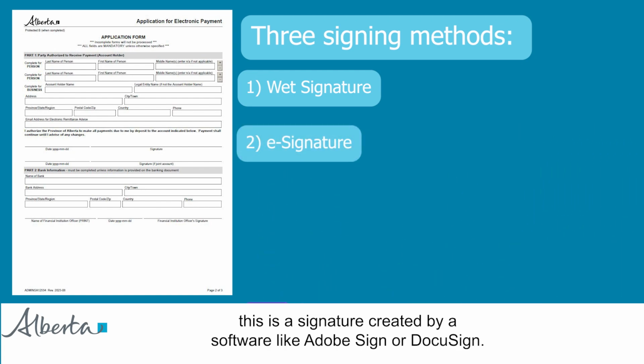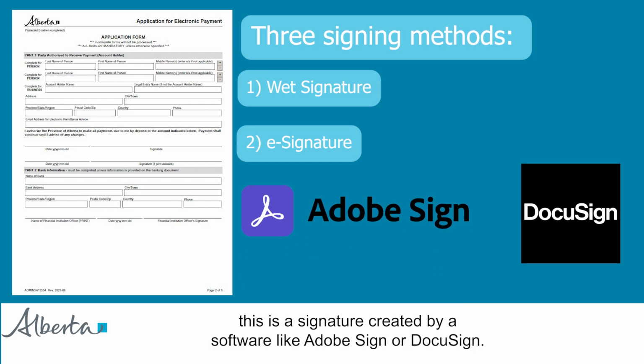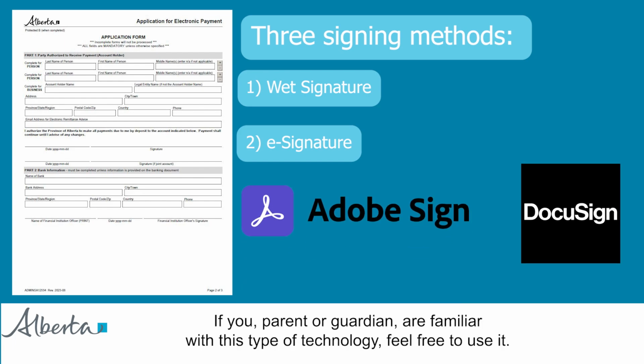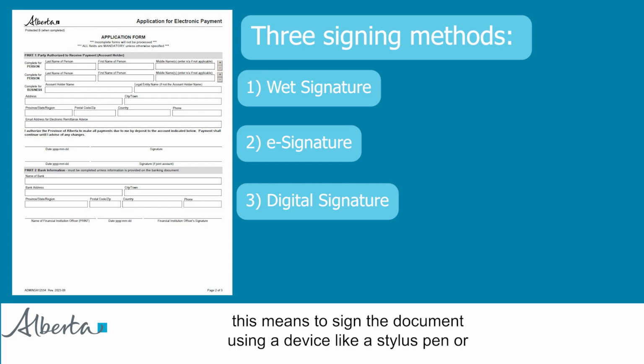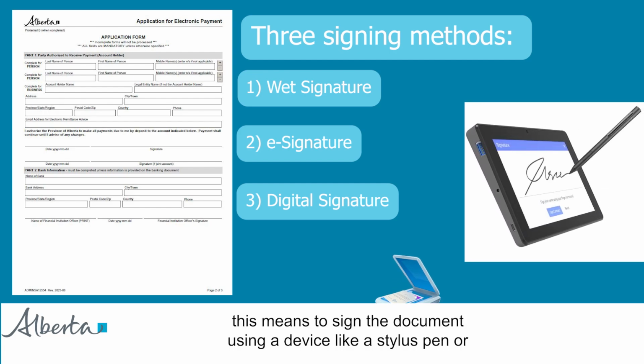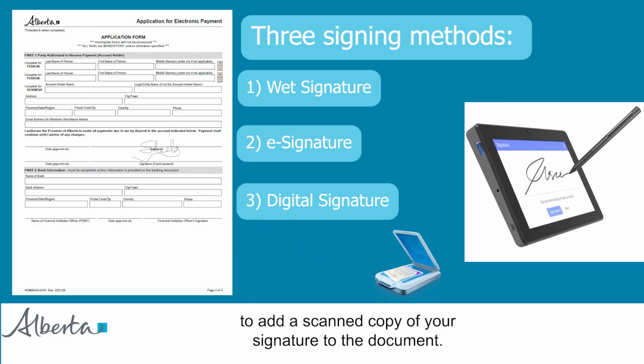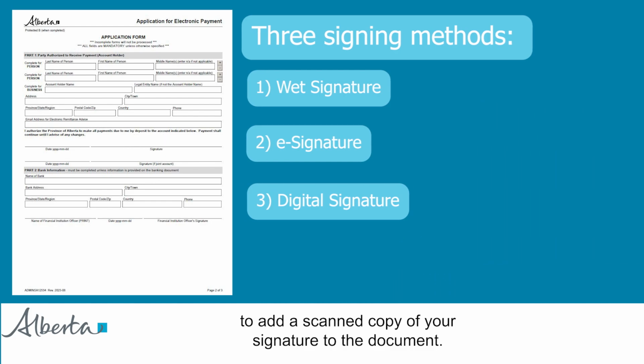E-signature, this is a signature created by a software like Adobe Sign or DocuSign. If you, parent or guardian, are familiar with this type of technology, feel free to use it. Digital signature, this means to sign the document using a device like a stylus pen or to add a scanned copy of your signature to the document.